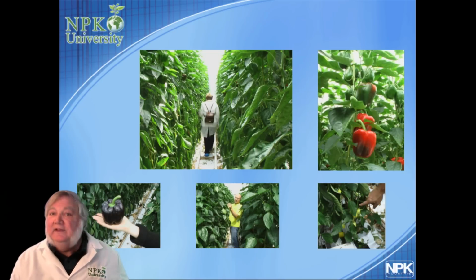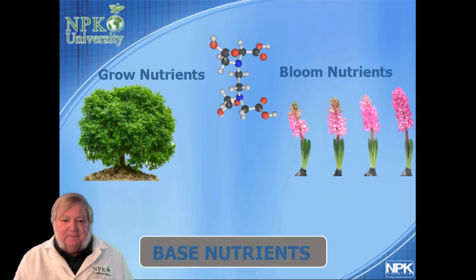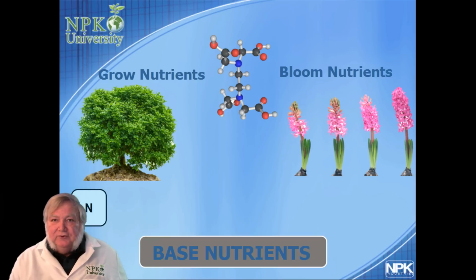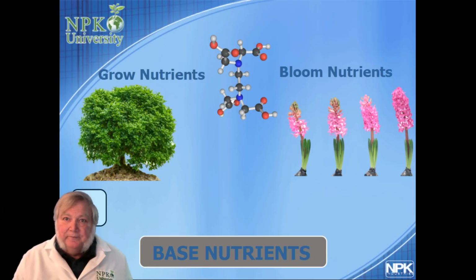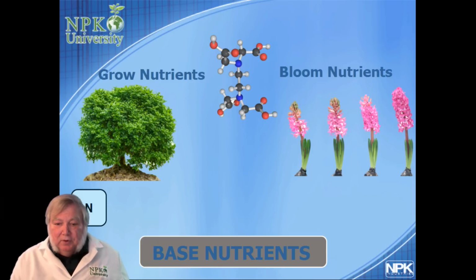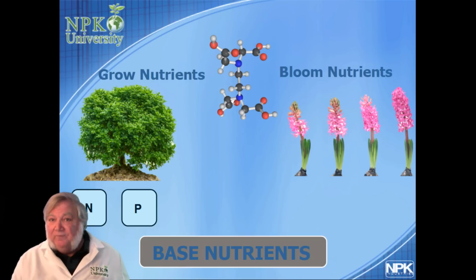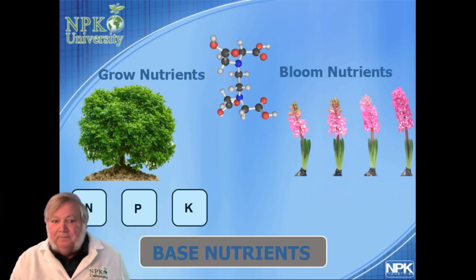Okay, let's move on to the other essential elements. We know plants need nitrogen. That's why most of the vegetative growth formulas are higher in nitrogen. The bloom formulas will be higher in phosphorus and potassium. We want to keep an eye on our potassium to nitrate ratio.